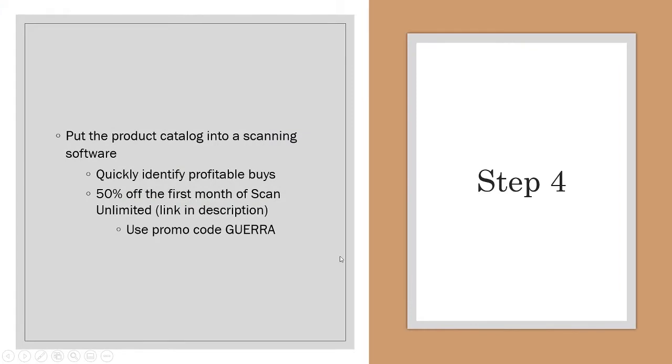But you want to use the scanning software because, like I said, the majority of these sites are going to have product catalogs. So why would you spend, in the past, I would literally go through and waste a lot of time manually sourcing sites, but I could have gotten a product catalog and put it into software, okay?